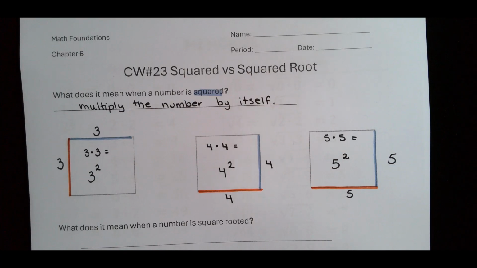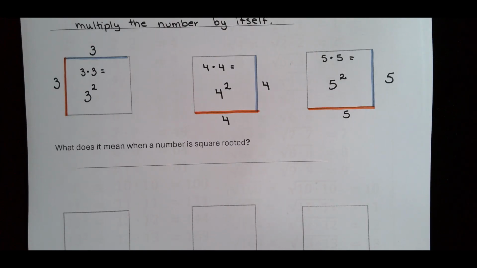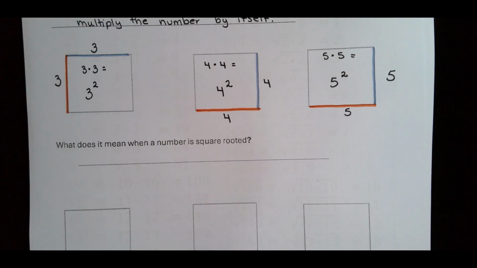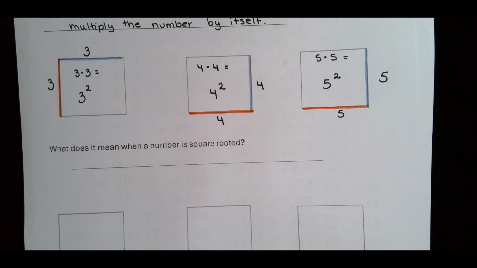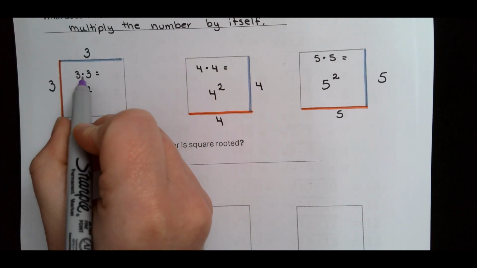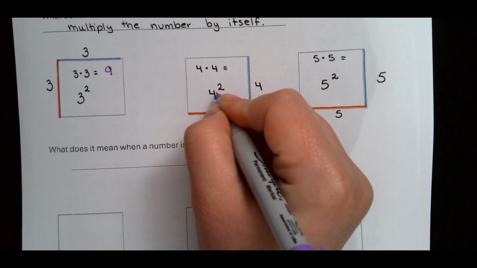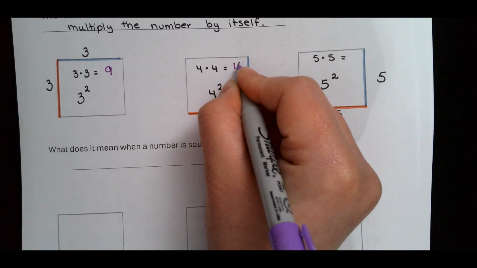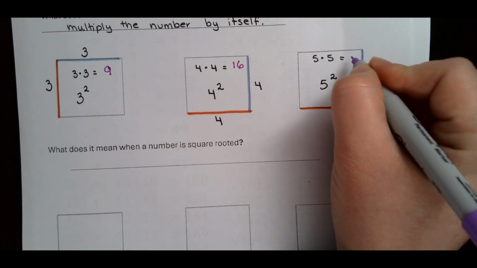Now there's a difference between multiplying the number by itself and taking its square root. So let's go back up here to our squares and solve. 3 squared is 3 times 3, which is 9. 4 squared, 4 times 4, which is 16. 5 squared, 5 times 5, which is 25.